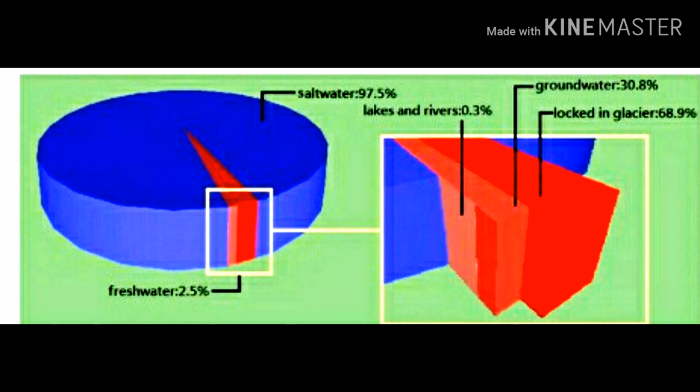The freshwater is divided into three parts such as lakes and rivers, groundwater, and locked-in glaciers. The lakes and rivers is only 0.3%, while the groundwater is 30.8% and the locked-in glaciers is 68.9%.